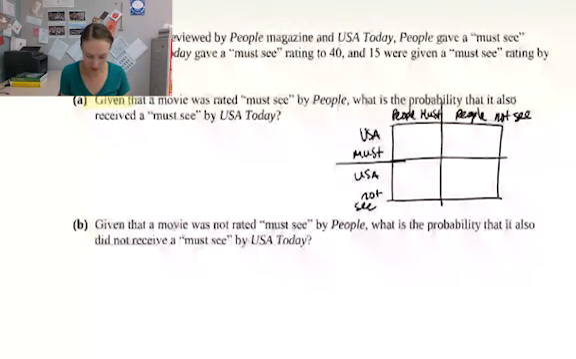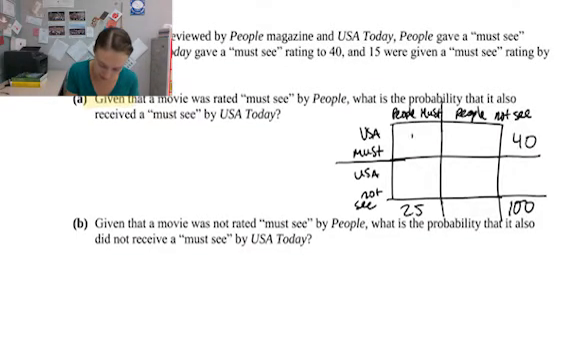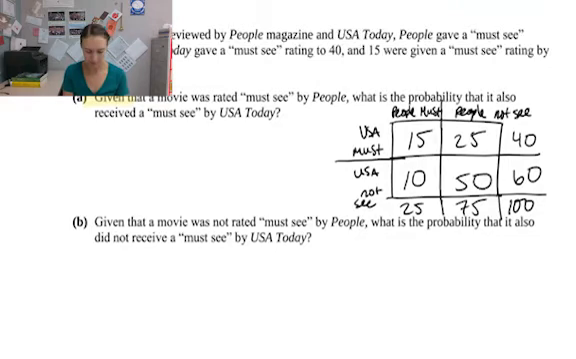Okay, so now let's put these pieces in here. 100 movies total, so I'm going to put 100 down here. People gave a must-see rating to 25. So People said 25 of them were must-see, so that goes outside of our table. USA said that you must see 40 movies. 15 were given a must-see by both. So now I can piece together the rest of this puzzle. 15 plus 10 is 25. 15 plus 25 is 40. I need a 60 and a 75 here to add to 100, which makes this one 50.